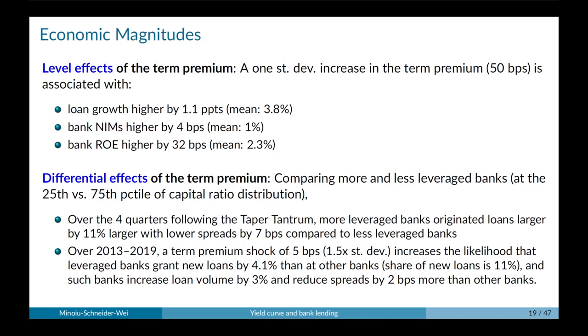Okay? So the economic magnitudes are reasonable. I'm going to just talk about the level effects of the term premium. A one standard deviation increase in the term premium, which is roughly 50 bips, raises loan growth by 1.1 percentage points, bank NIMs by 4 basis points, and bank ROE by 32 basis points. The numbers are meaningful. They are not negligible. They're not implausibly large either.